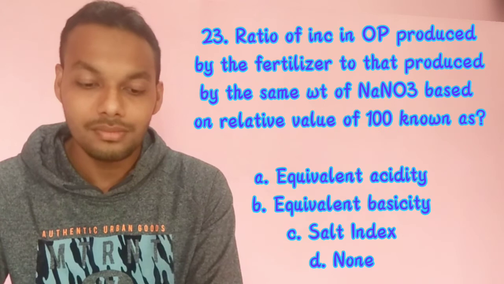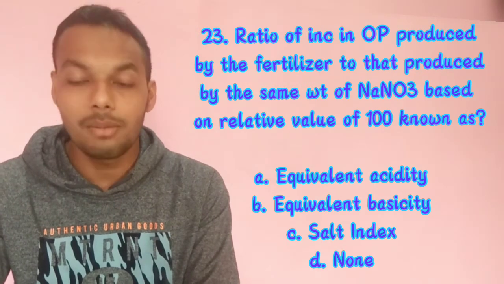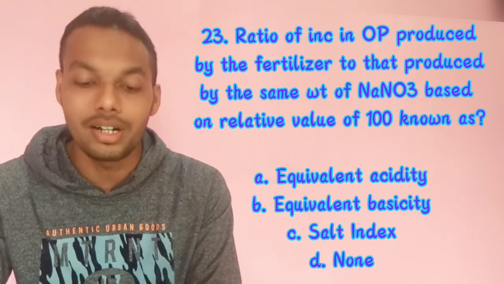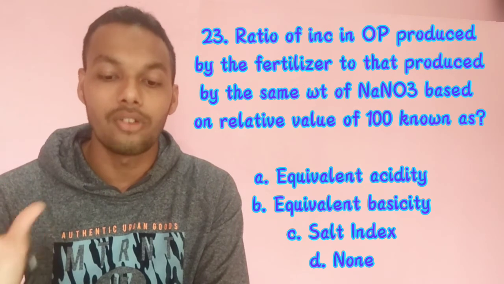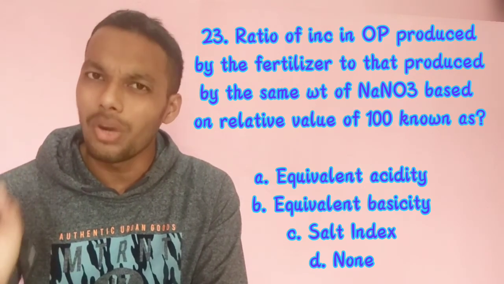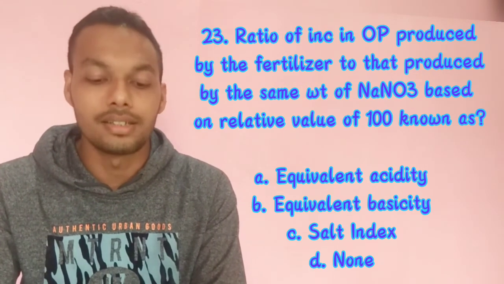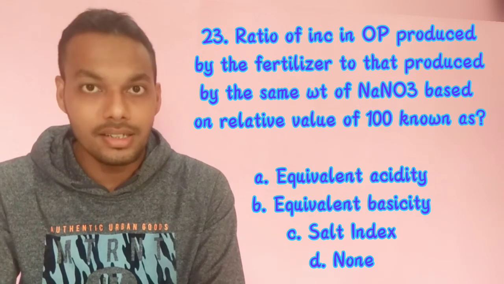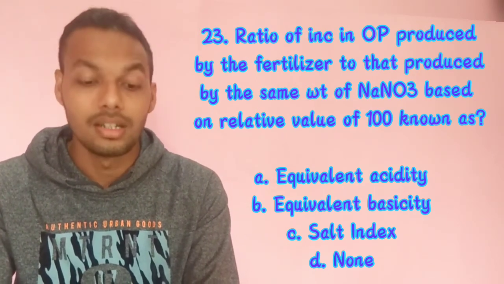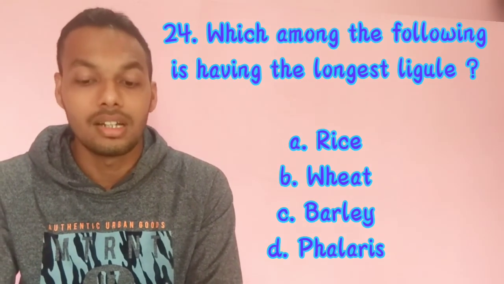So next question: the ratio of increase in osmotic potential produced by the fertilizer to that produced by the same weight of sodium nitrate, based on a relative value of 100, is known as. Let me repeat the question. Is it equivalent acidity, equivalent basicity, salt index, or none of these?